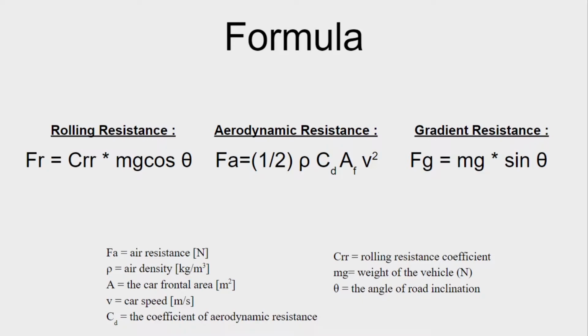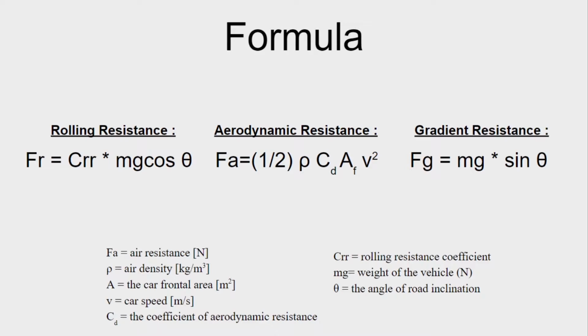The second is the aerodynamic resistance, given by half rho CD AF into V square. So rho is the density of the air, CD is the coefficient of drag of your vehicle, AF is the frontal area. One thing to keep in mind is that AF is not the entire area of your car. It is only the frontal surface area if you keep your car in a standstill position and look at it from the front. The area that is projected is your frontal area. V is the velocity of the car in meters per second.